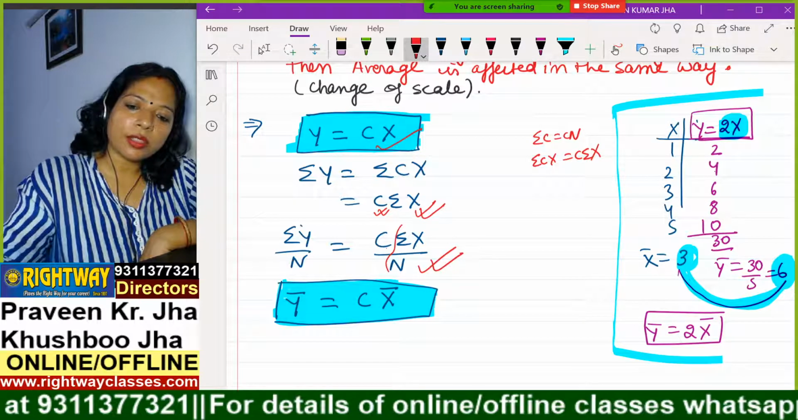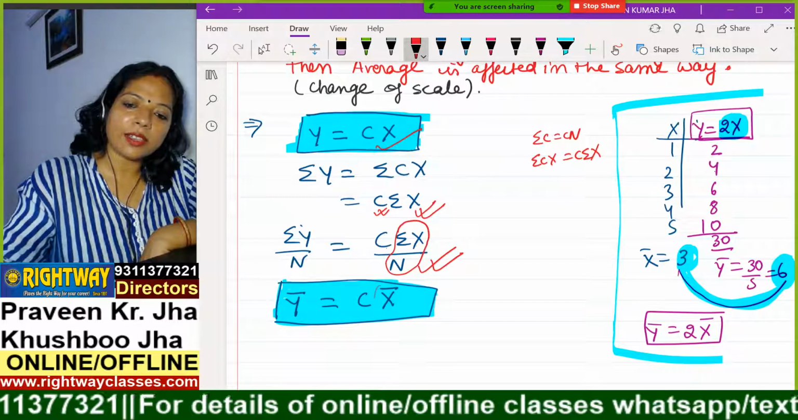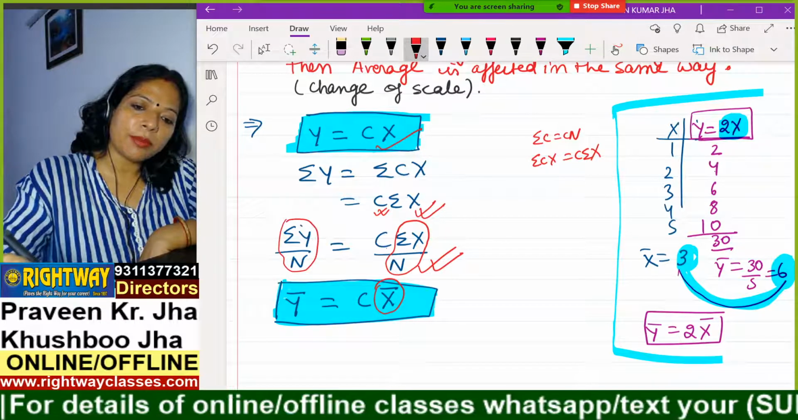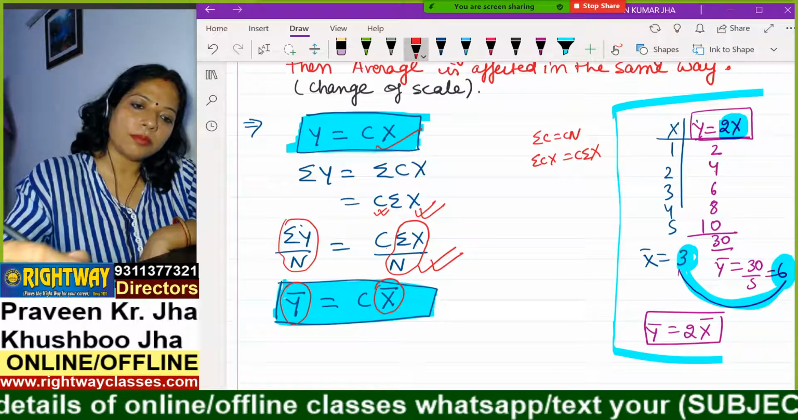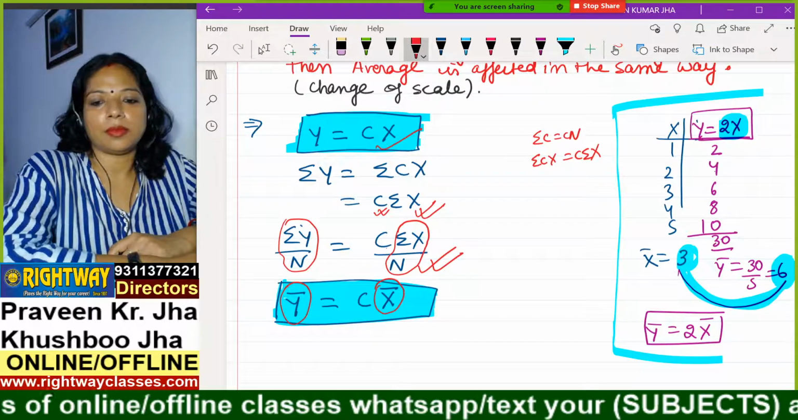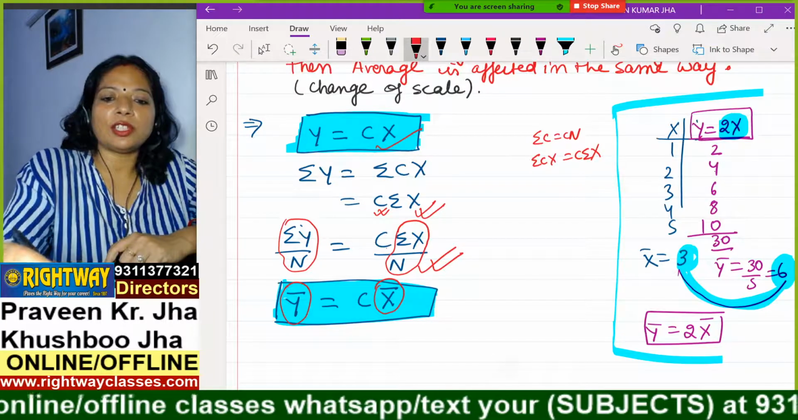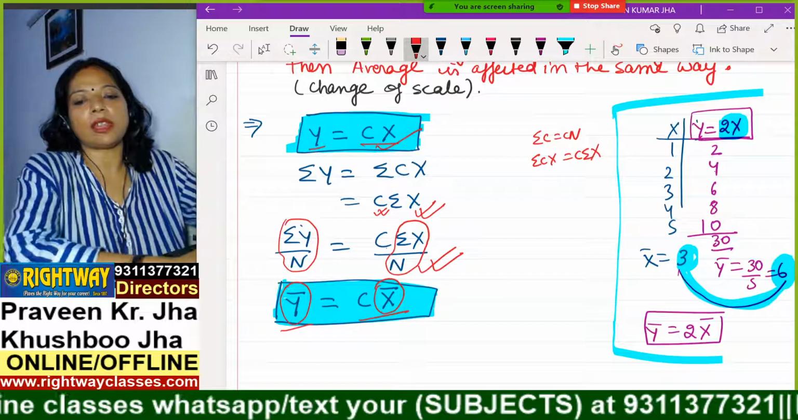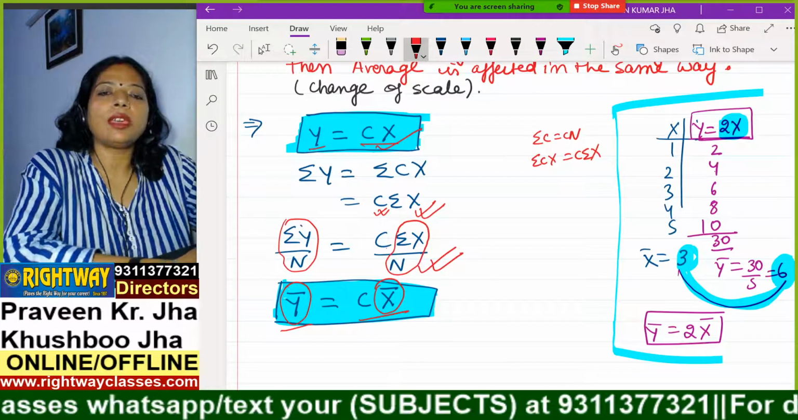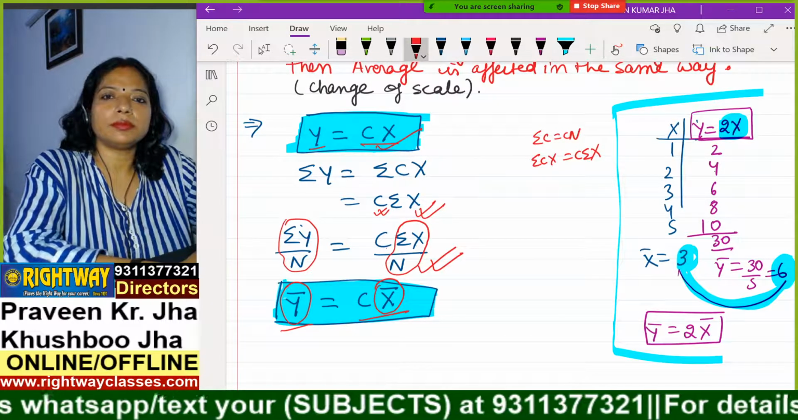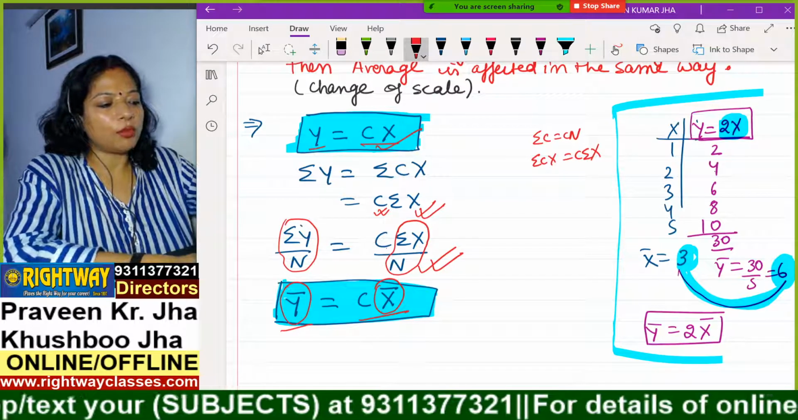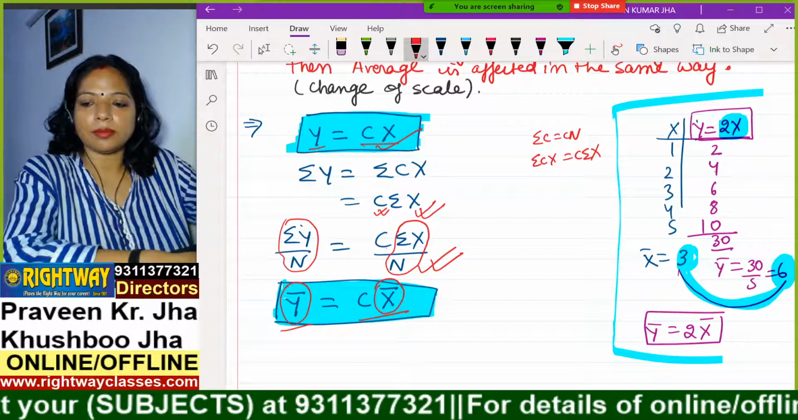And what is this summation x by n? This is x mean. And what is this summation y by n? This is y mean. So the same relation: y is equal to cx, so y mean is equal to c times x mean. Is it okay? Okay, so now we are moving to trimmed mean.